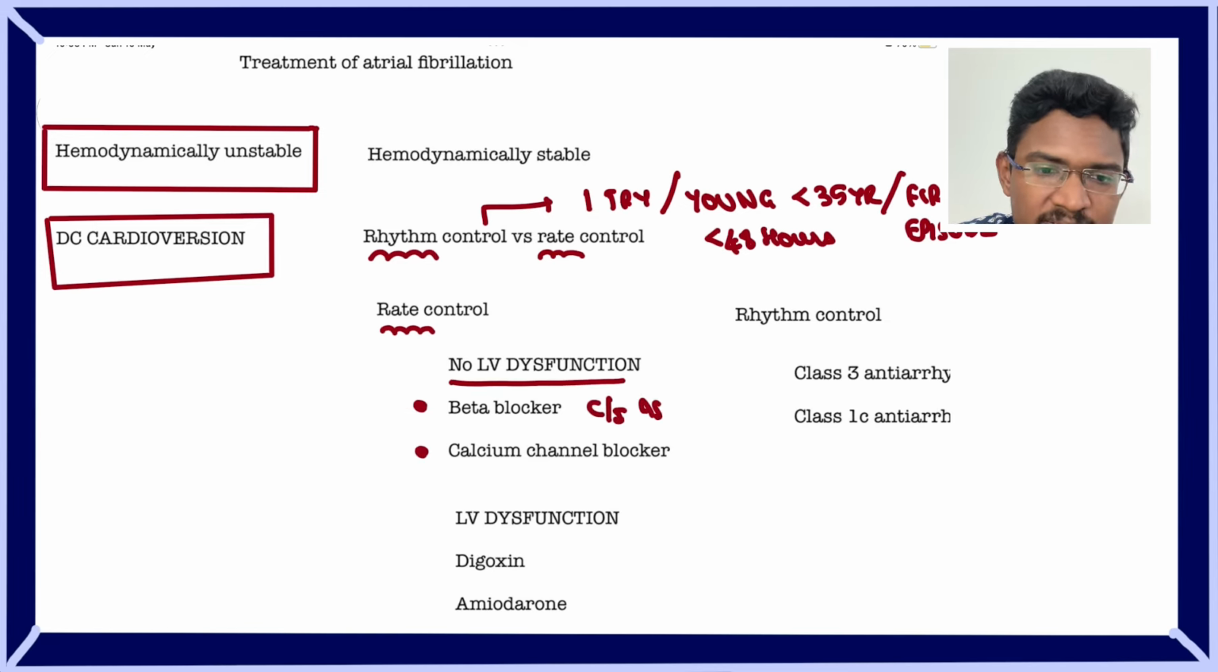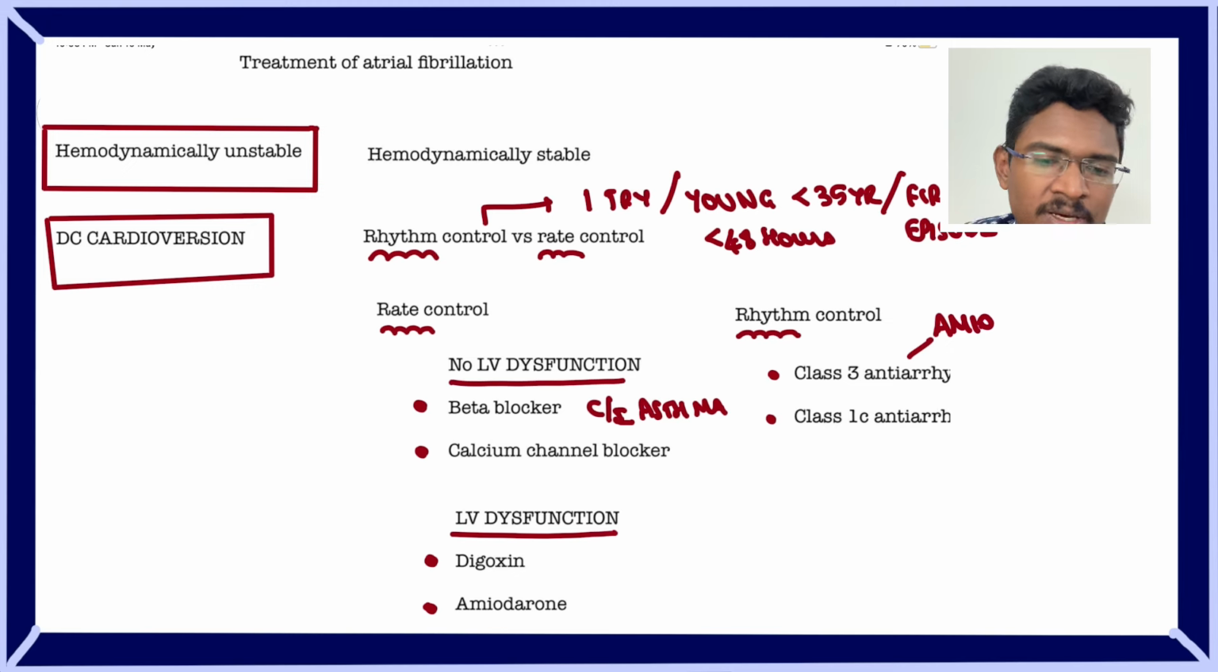If the patient has normal LV systolic function, ejection fraction is normal, then your drug of choice will be beta blocker or calcium channel blocker for rate control. Note whether they have given any hint of bronchial asthma or COPD where beta blockers are contraindicated; there the only option will be a calcium channel blocker like diltiazem or verapamil. Next, rhythm control. Note this most important point: for rhythm control, class 1C agents as well as class 3 agents can be used.